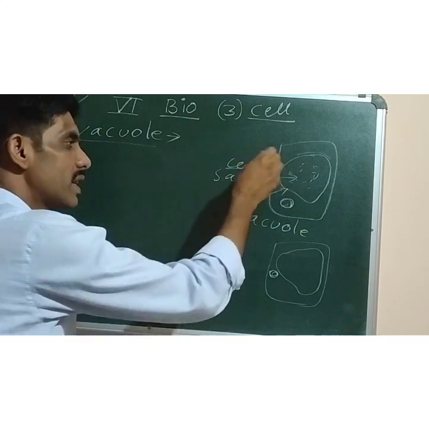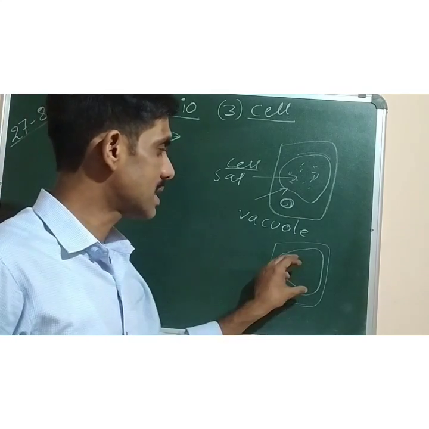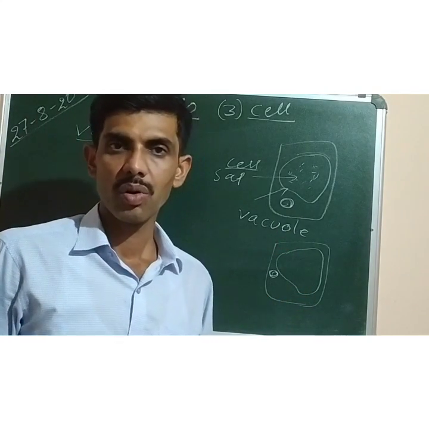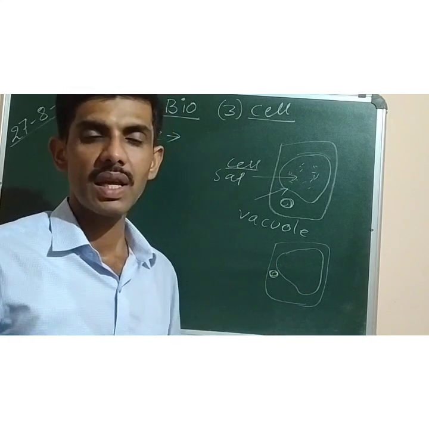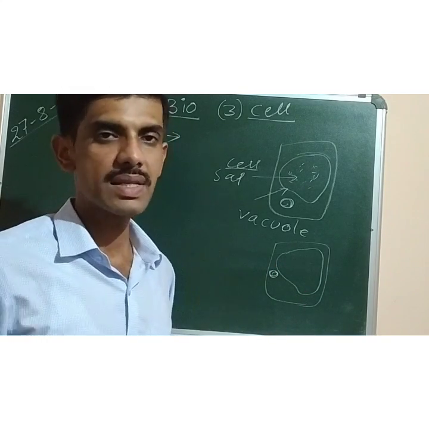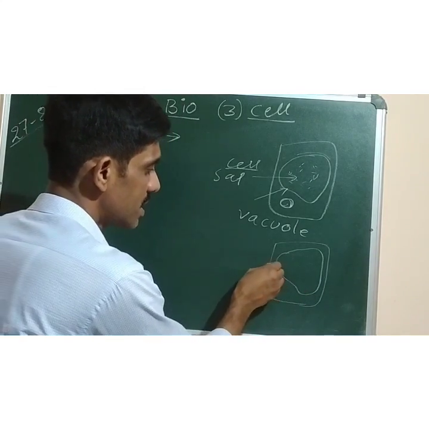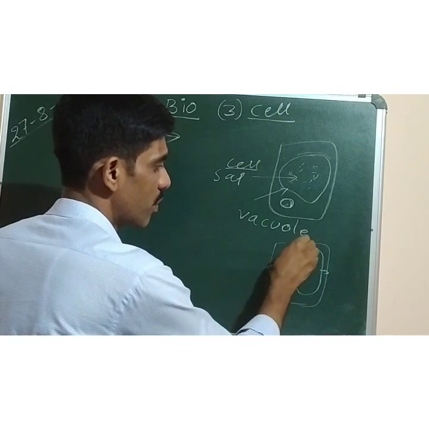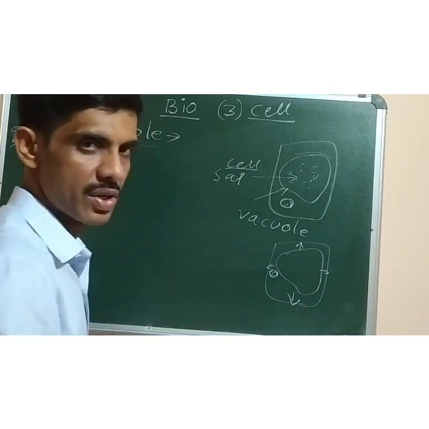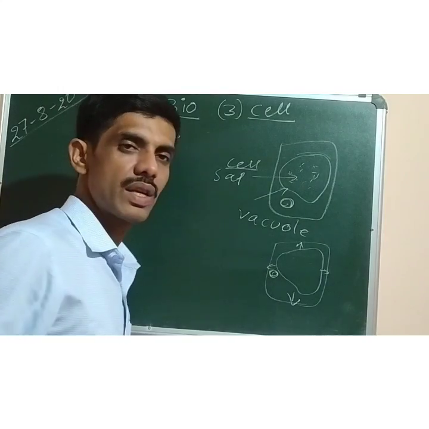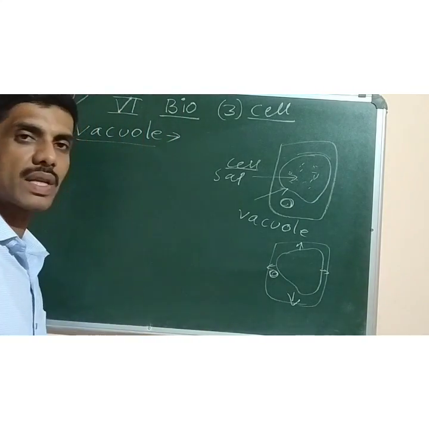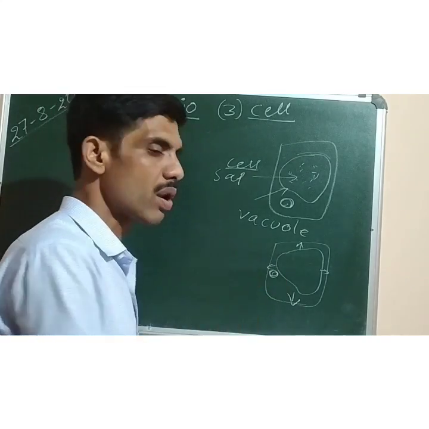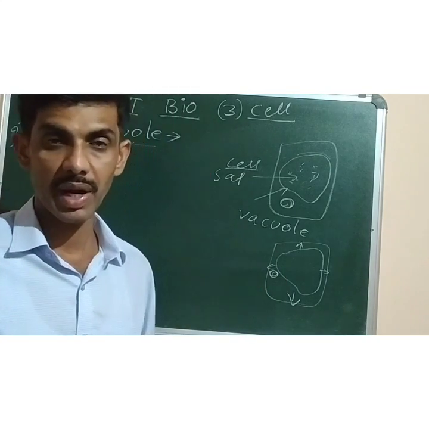Now why is this vacuole important? Since it is filled with the sap, that is the liquid present inside it, it helps to keep the plant cell turgid. Turgid means swollen. The plant cell will remain in a fully turgid, swollen condition due to the presence of this vacuole. So that is the function of vacuoles. And in animal cells, the vacuoles are either very small or they are absent. They may not be present.